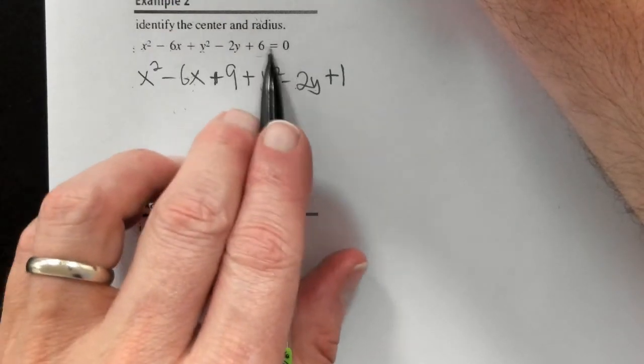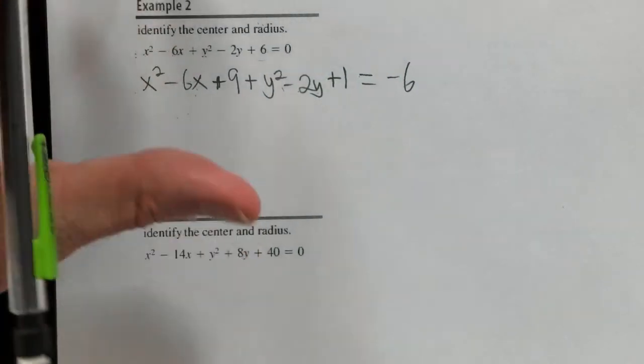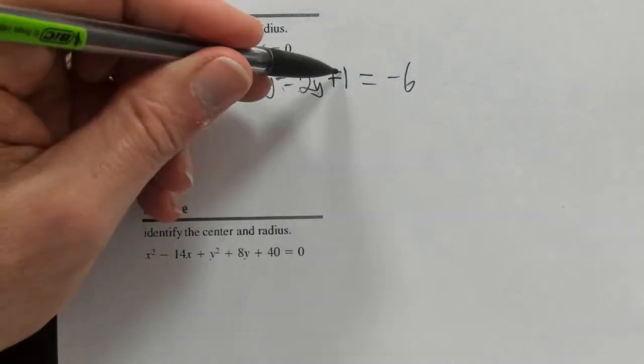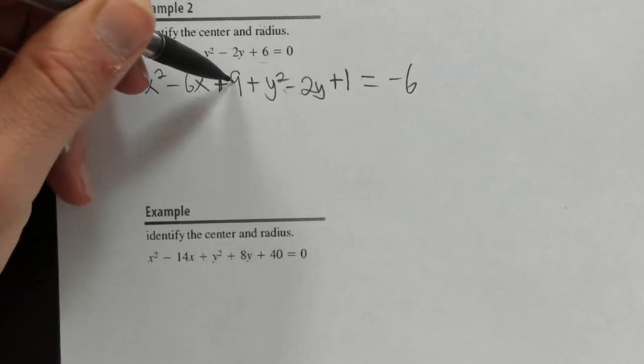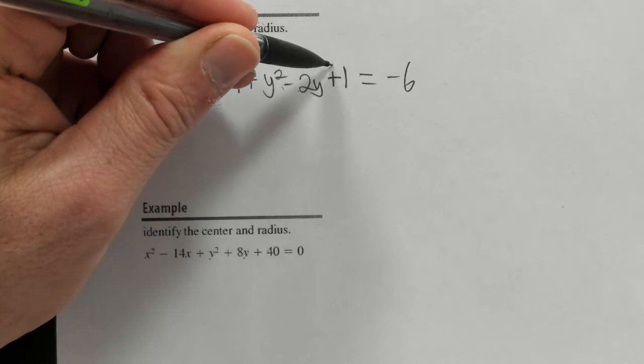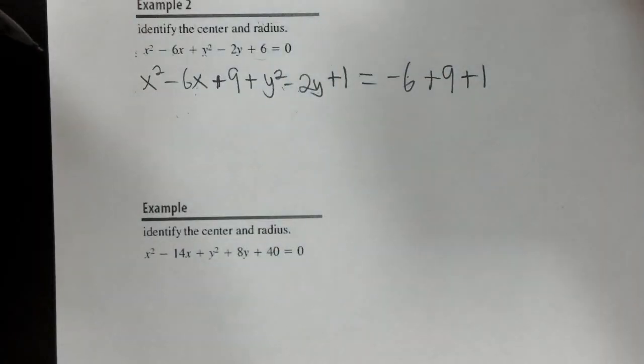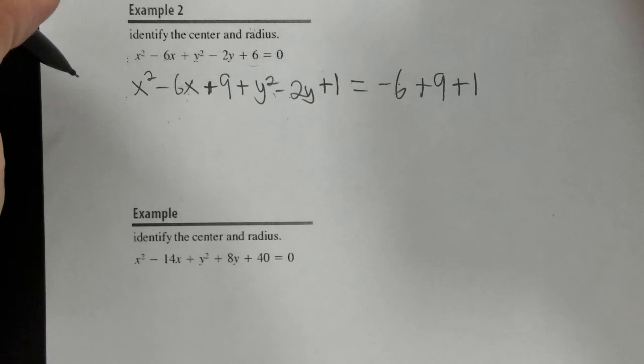Now this 6, I'm going to go ahead and move over to the other side and make it minus 6. Now, I'm not done with this step yet because I have changed this equation. I added 9 here and I added 1 here. So to keep it equal on the other side, I need to add 9 and add 1. Does that make sense? All right. Or you could just say plus 10 if you wanted to put them together.